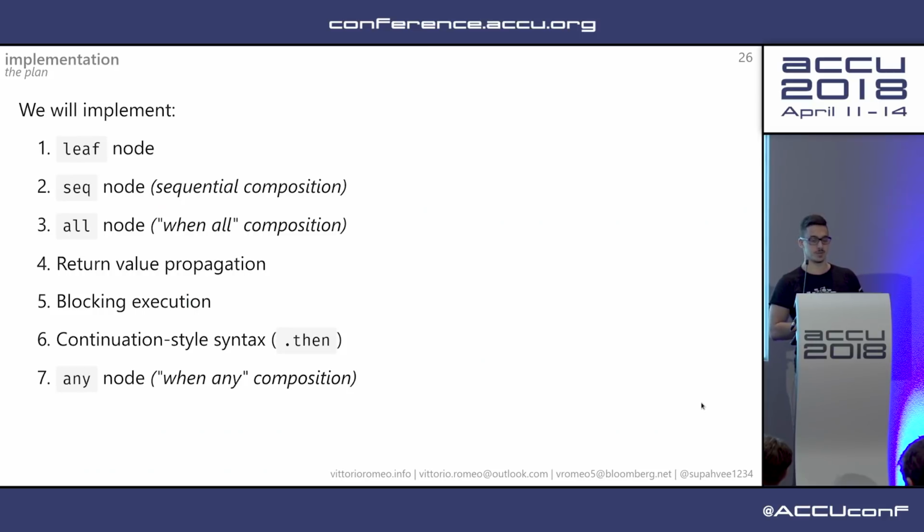All right, so we'll start by implementing the leaf node, which is the simplest one, then sequential composition, and all composition, and these three things will be just stateless closures. Afterwards, we will implement return value propagation, so we will be able to accept values and return values from the nodes. Then we will have blocking execution, which basically prevents the graph from going out of scope until it's completely done. And then we will implement the continuation style syntax. And if we have time, we're going to take a look at the any node, which is the tricky bit.